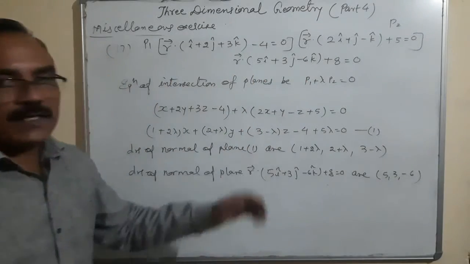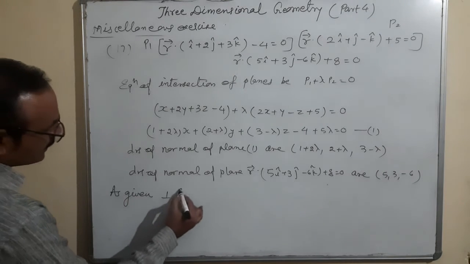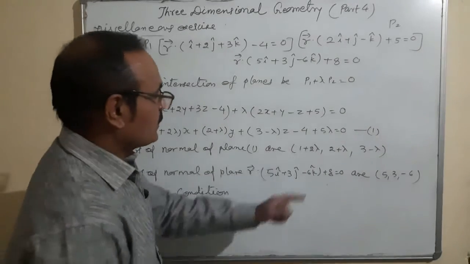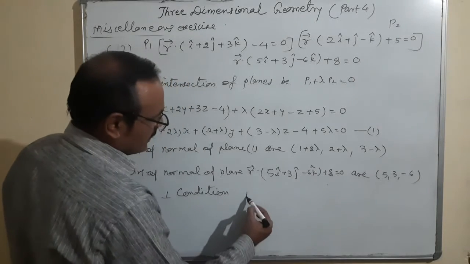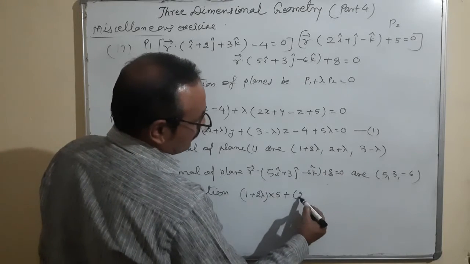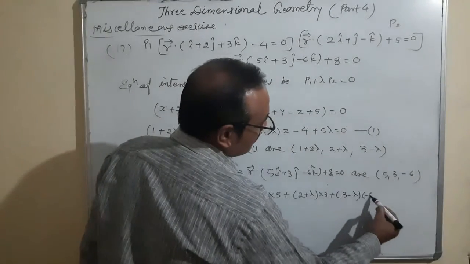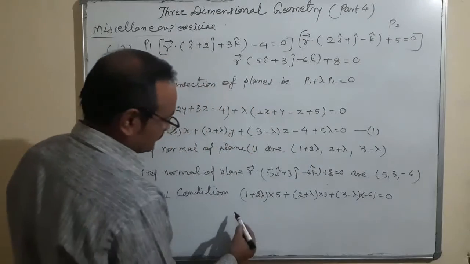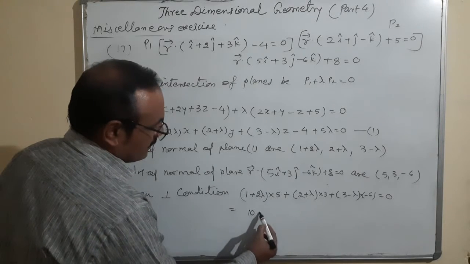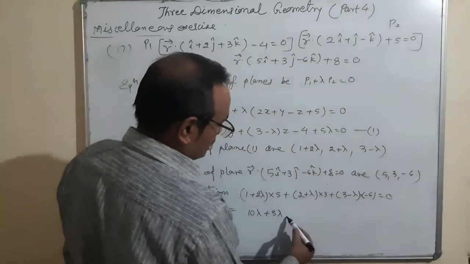Okay, and because they are perpendicular, as given, the perpendicular condition. What is the perpendicular condition? A1 A2 plus B1 B2 plus C1 C2 equal to 0. (1 plus 2 lambda) multiplied by 5 plus (2 plus lambda) multiplied by 3 plus (3 minus lambda) multiplied by minus 6 is equal to 0. So it is coming 10 lambda plus 3 lambda minus minus plus 6 lambda.